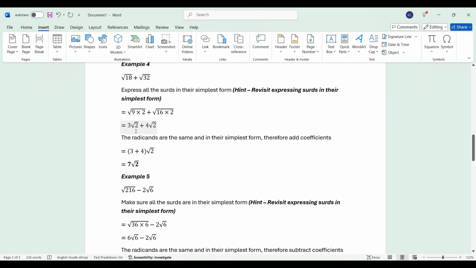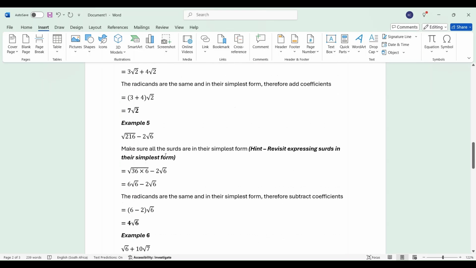Now, we have radicals which are the same. So, we can now add the coefficients, which is a 3 and a 4. Then we end up having our 7 root 2.